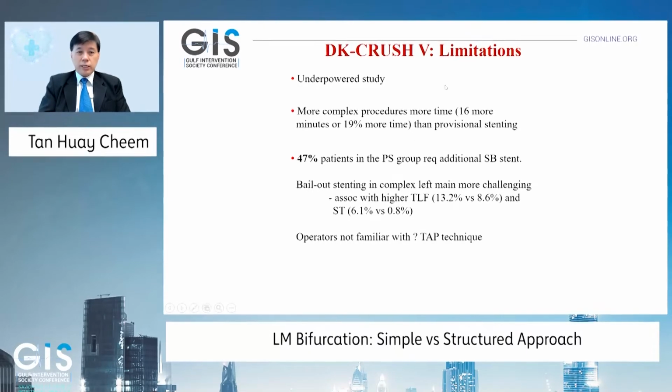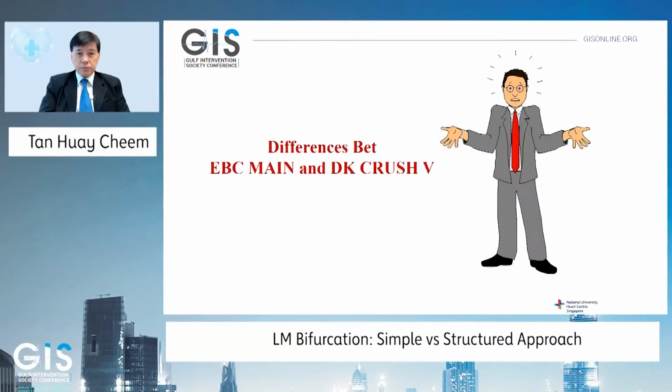So it was quite clear that the majority of operators who chose a bailout for the provisional group chose the TAP technique, and you wonder whether these operators are familiar with the TAP technique. Certainly, a lot more attention was paid to the performance of the DK Crush technique compared to the other techniques.